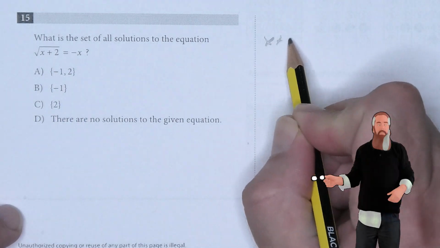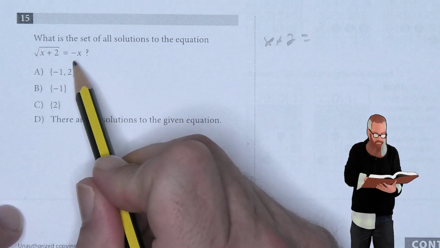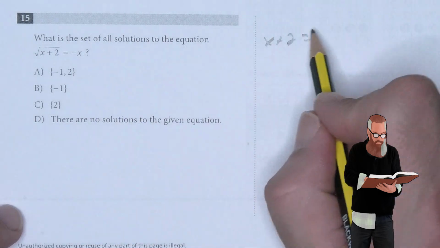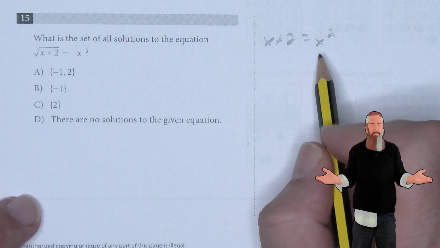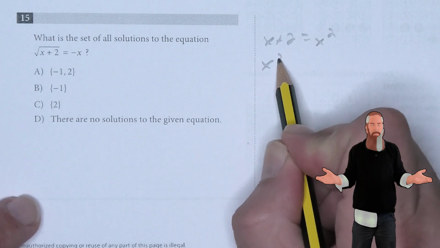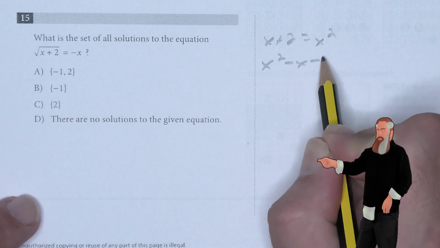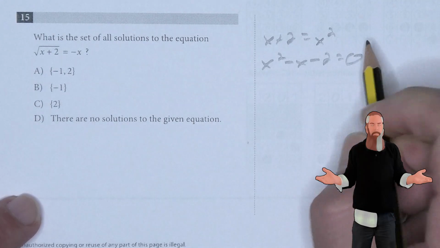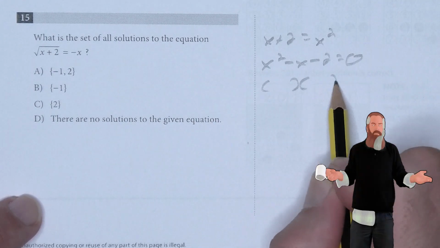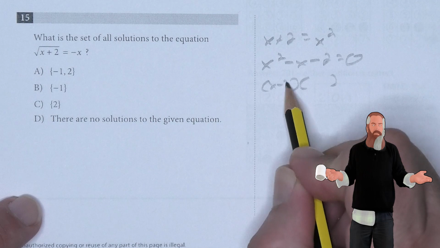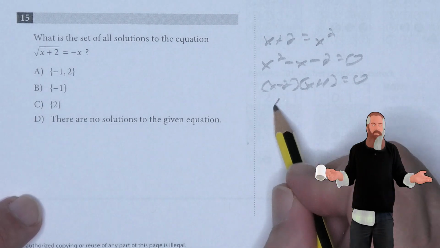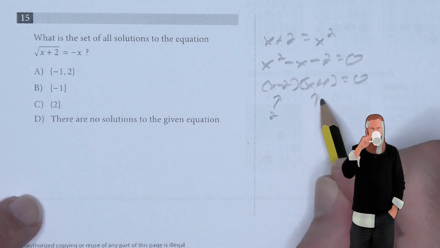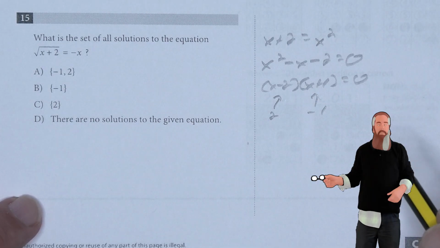This is going to give us x plus 2 is equal to negative x squared, which is going to become a positive x squared. Now we're going to move everything to the same side of the equation, giving us x squared minus x minus 2 is equal to 0. This means I could factor this as x minus 2 times x plus 1 is equal to 0. This shows us that 2 is an answer. This shows us negative 1 is the answer.